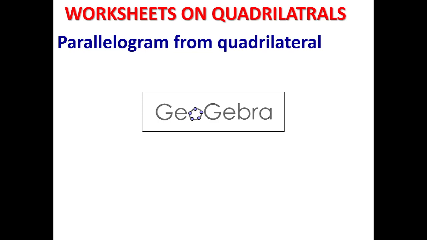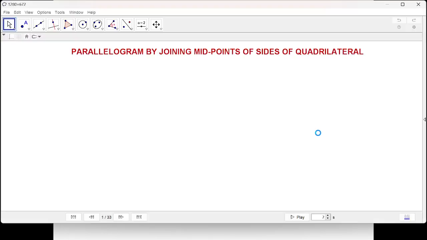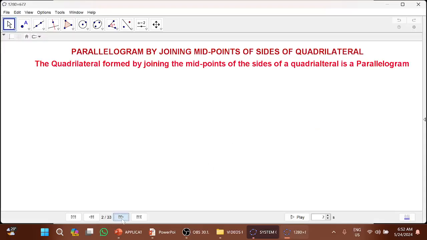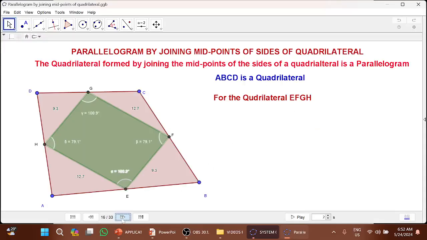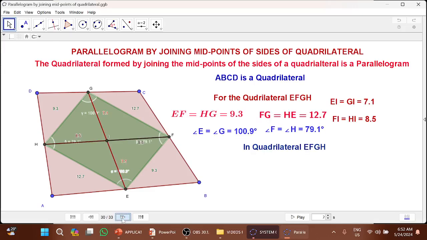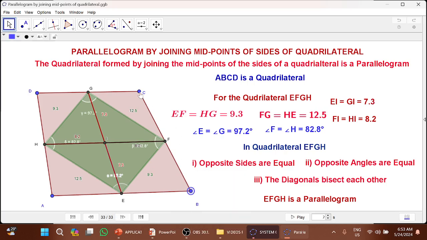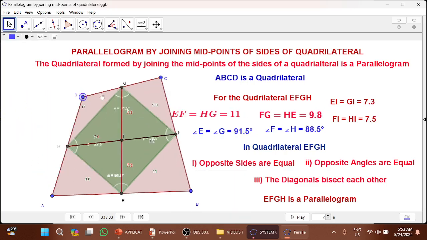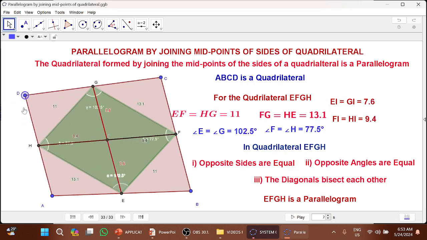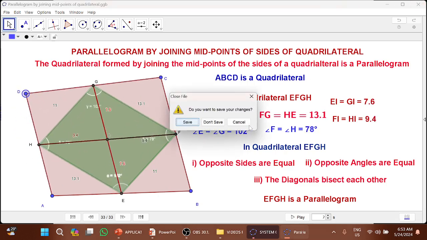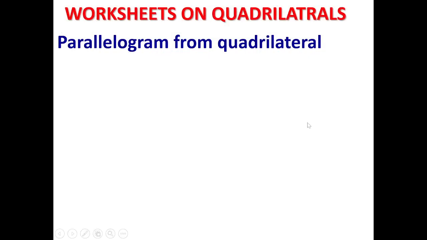How do we get a parallelogram from a quadrilateral? We know that there is a theorem on that. When you join the midpoints of the sides of a quadrilateral, you will get a parallelogram, and I have shown it. From the quadrilateral, the properties I have also shown over here, and when you move it, the inside automatically moves too, but it is always a parallelogram. A child can move it and visualize it.